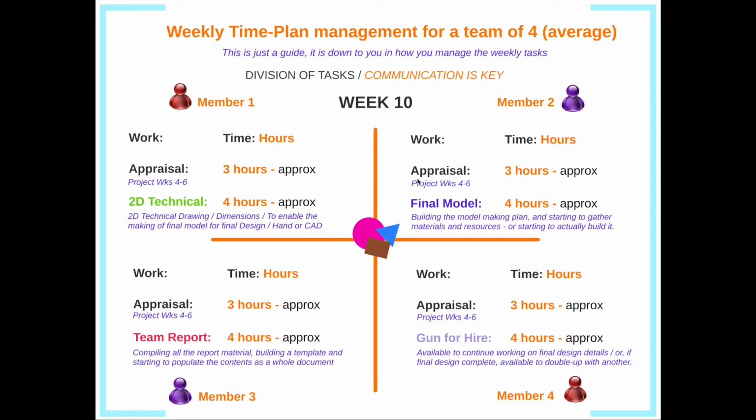In week 10, things change a little bit. So this is where you're dividing your tasks, so communication within your group is key, really. So again, you've got 3 hours on your appraisal this week, project weeks 4 to 6, for example, but now you're splitting on average a team of 4 up. So what you've got here is a team report which we need to do, around 4 hours approximately on your team report needs to be spent, and underneath this I've kind of indicated what might need to be done this week. This is just a guide.